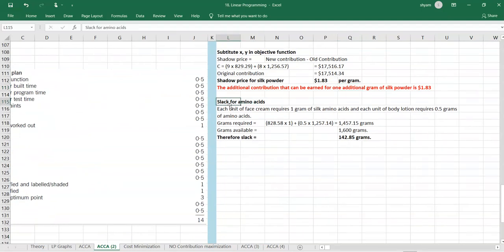Slack would be whether it is available or not. For slack we just apply the originally found optimum units. Requirement is this, availability is this. For slack it will usually be surplus availability, so it will never be on the optimum line.